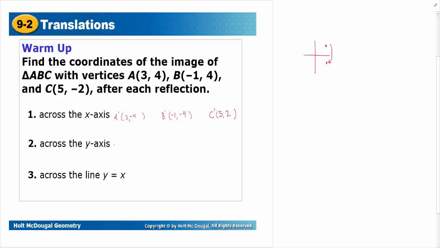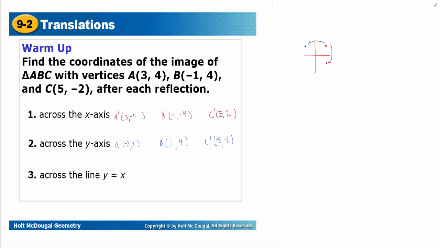Next, we have the y-axis. We're going to have the same basic concept here. We have A prime, B prime, and C prime. In this one, the only difference is you're flipping over the y-axis, so your x value changes. So when your x value changes, you go from 3 to negative 3, so negative 3, 4. B goes from negative 1, 4 to positive 1, 4. And C goes from 5, negative 2 to negative 5, negative 2. So there's your A prime, your B prime, and your C prime.